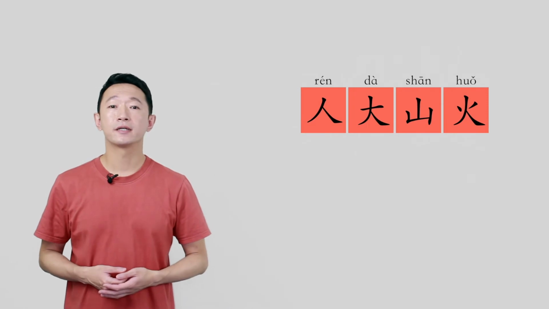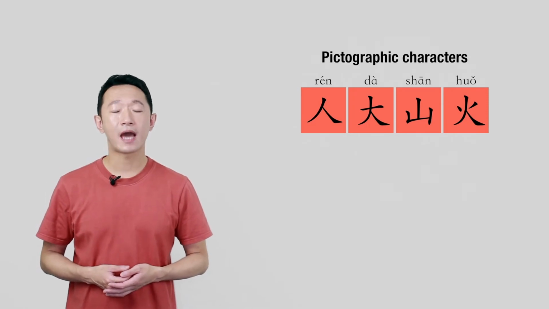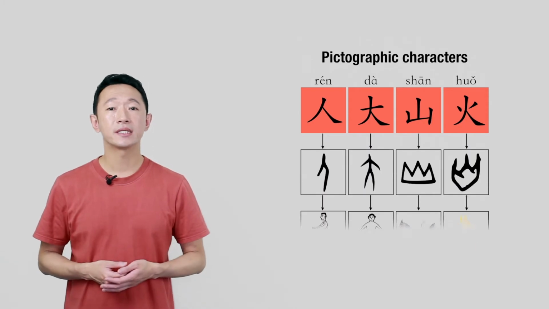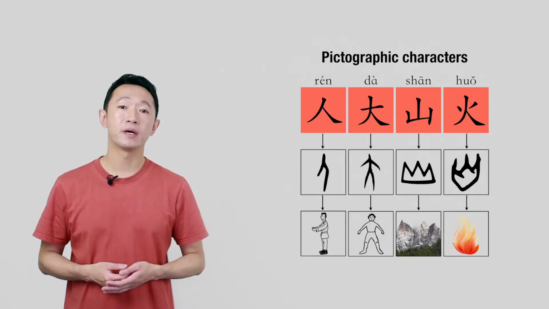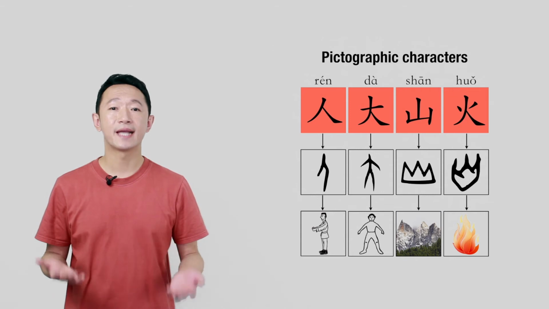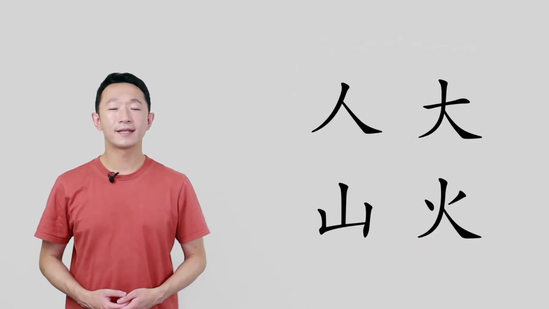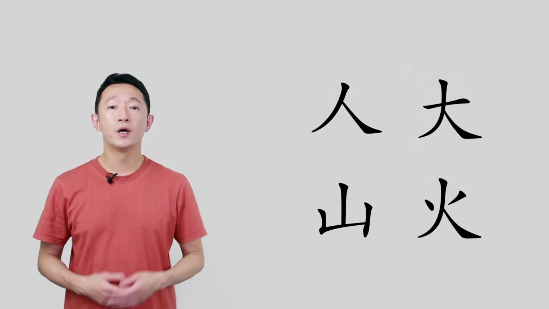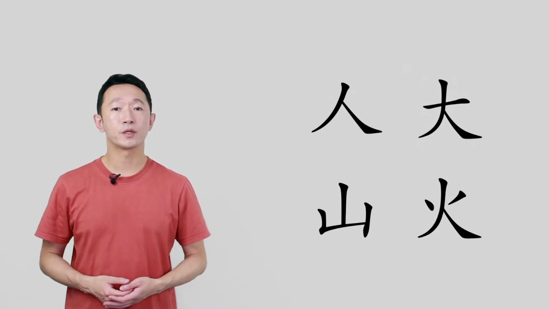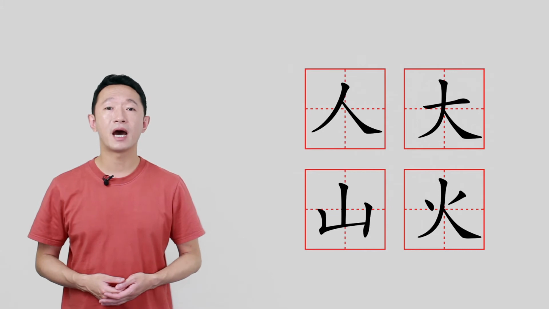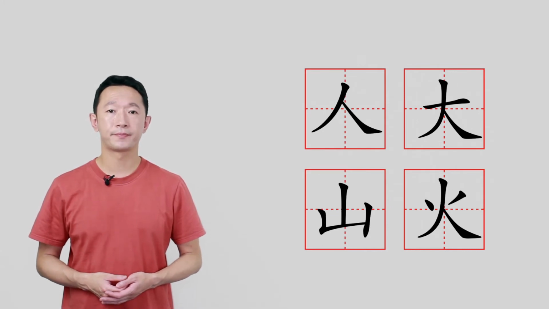These characters are called pictographic characters because they were originally created by outlining the rough shape of things to represent concrete things. Now let's see how to write these Chinese characters. To write Chinese characters, we should know strokes. Characters are in the shape of a square and made up of strokes.